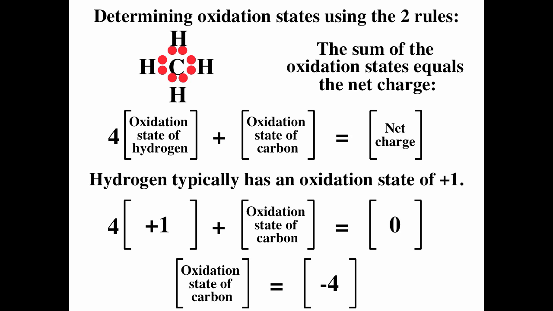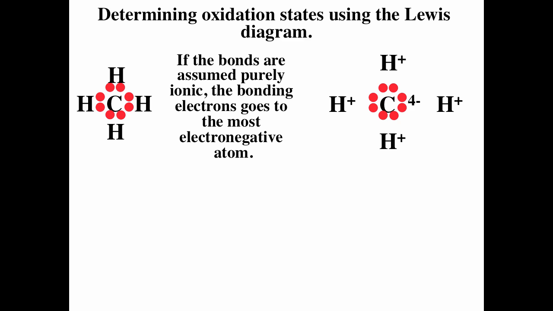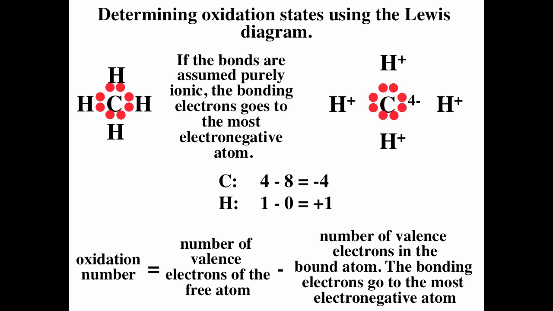And so the two rules are fairly easy. Again, fluorine is typically -1, oxygen -2, hydrogen +1, alkali metals +1, alkaline earths +2. Now we can use the Lewis diagrams. Again, for the Lewis diagram method, we draw the Lewis diagram as if the bonds are purely ionic. And so carbon's more electronegative than hydrogen, so the carbon gets the bonding electrons. And now we do valence electrons of the free atom, which is basically the column number, minus the valence electrons in the bound atom, with the bonding electrons going to the most electronegative.